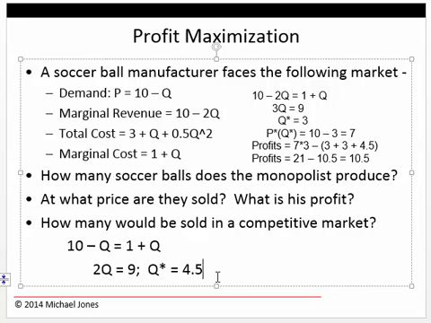And we can see that in a perfectly competitive market, the market is going to produce more soccer balls than if a monopoly is allowed to operate. In the monopoly market, the monopolist only produces a quantity of 3 in order to maximize his profit and earn positive economic rents. In the case of a quantity being 4.5, we can see that consumers are better off in a perfectly competitive market because there are more units that are sold.